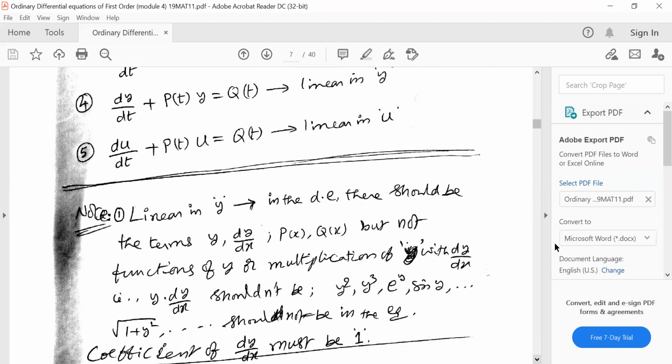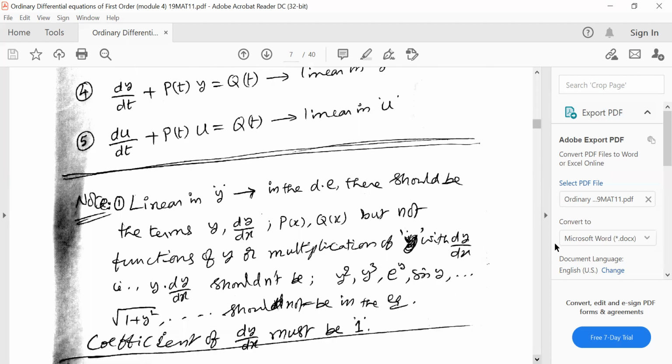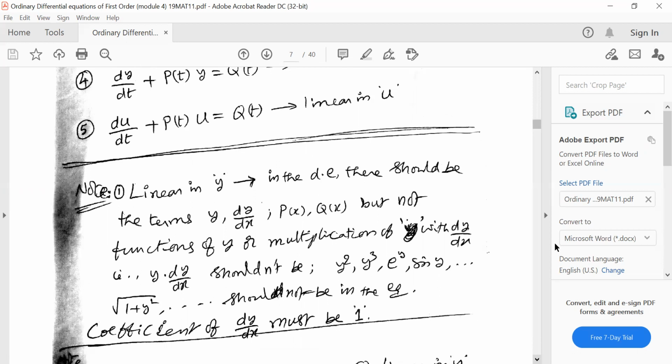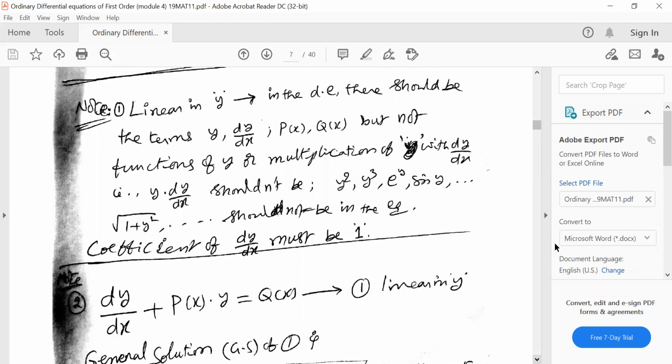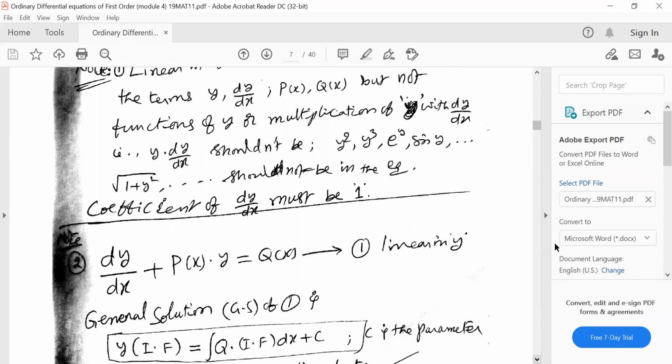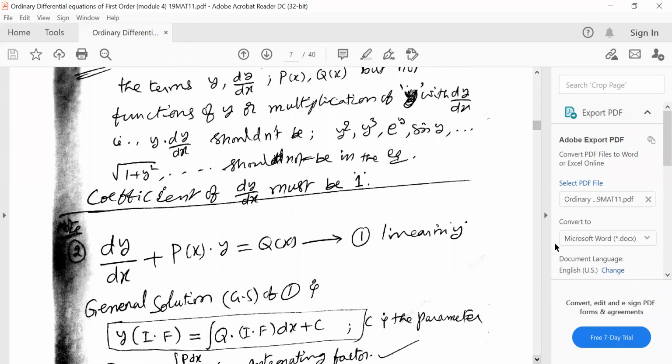We have told the same thing, written here. Linear in y means there should be terms y and dy by dx present, and p of x, q of x will be functions of x but not functions of y, and multiplication of y with dy by dx should not be there. That's what I have mentioned. And the coefficient of dy by dx must be 1, that means we start with dy by dx. Once again, the same thing written: linear in y. So dy by dx plus p of x into y is q of x. This is called linear in y.